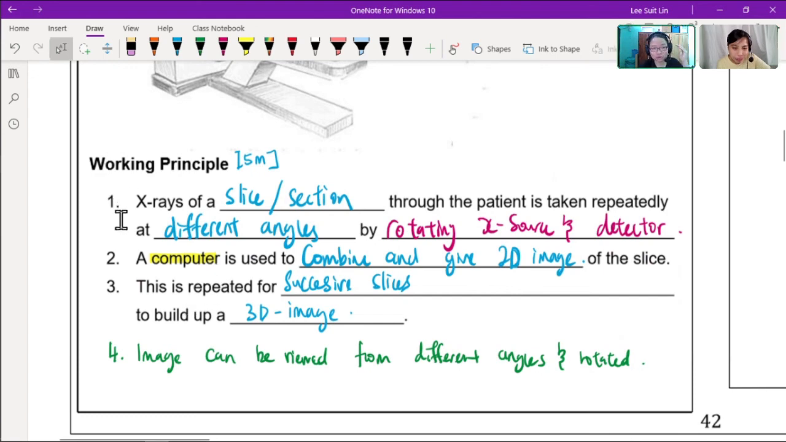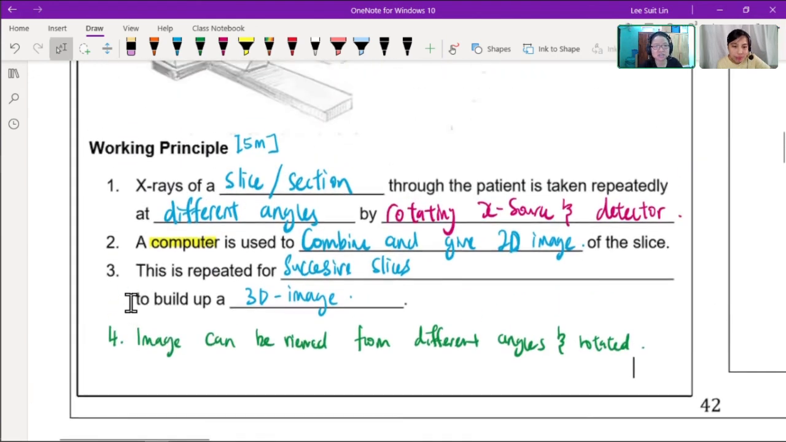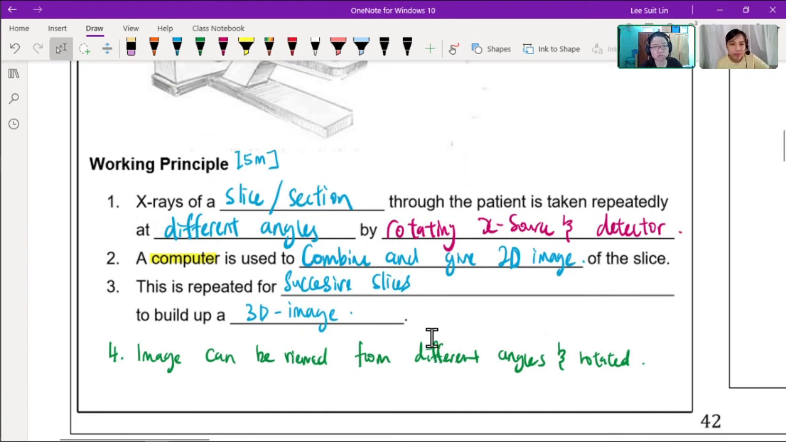So the working principle, make sure you cover these points. And you see, the essay question, it will come out many, many years if you look at the past year questions. If they come out, just remember the hallmark for a CT scan is, number one, you have a rotating X-ray source and a rotating detector. You don't have to follow my sentence. Just make sure you cover the important points. So by a rotating X-ray source and detector, X-rays of different slices are taken repeatedly at different angles. Now you have many, many sections. We're going to combine them to give you a 2D image. For many, many slices, combine them to give you a 3D image. Then we can look at it at different angles.